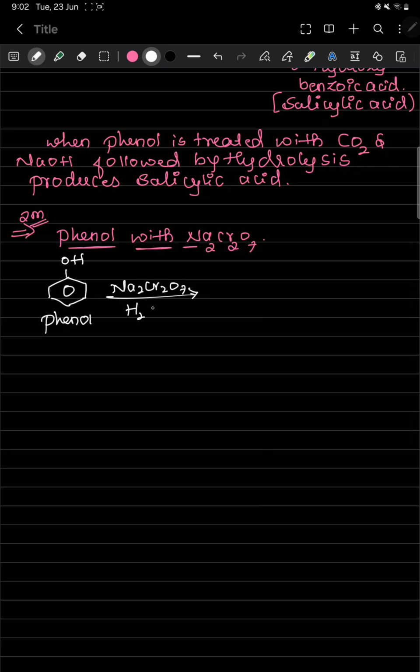Sodium dichromate works best in the presence of an acid like H2SO4. So we are going to get a symmetric diketone, meaning the 6-membered ring will remain as it is. Here 2 double bonds will be opposite to each other, and the double-bonded oxygens also will be opposite to each other. This molecule is called benzophenone. So converting phenol into benzophenone is done by using sodium dichromate in the presence of H2SO4.